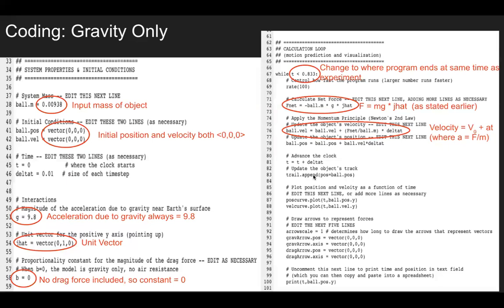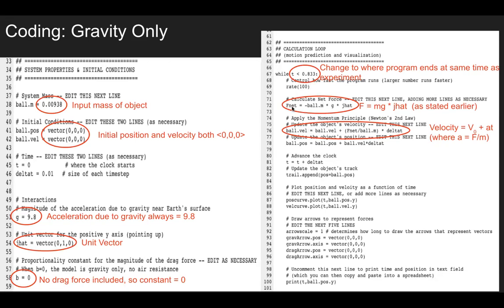So here's the coding for the first simulation, the one with gravity only. I changed the mass to be the correct mass of the water bottle that I dropped. I changed the initial position and velocity vectors to just be zeros. I made sure the gravity is 9.8, because that's what it is on Earth, and j hat I set to 0, 1, 0. B equals 0 in this case because we are not including drag force in this first simulation. That's very important. I also changed the while loop for the time to end at the same time as the experimental one so that the graphs line up.